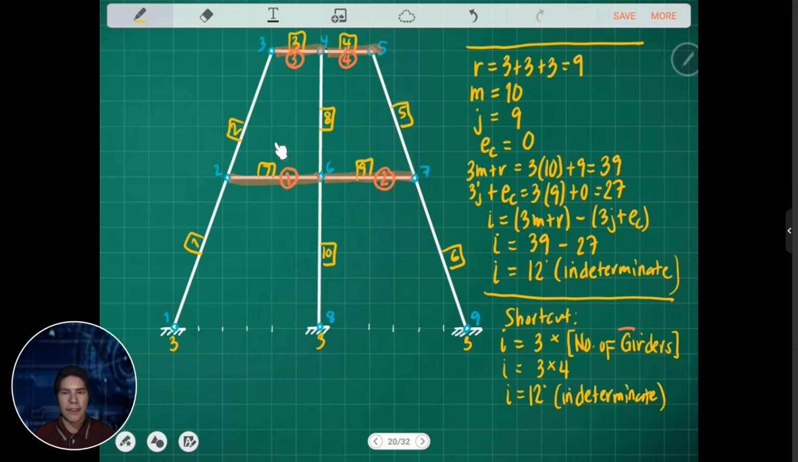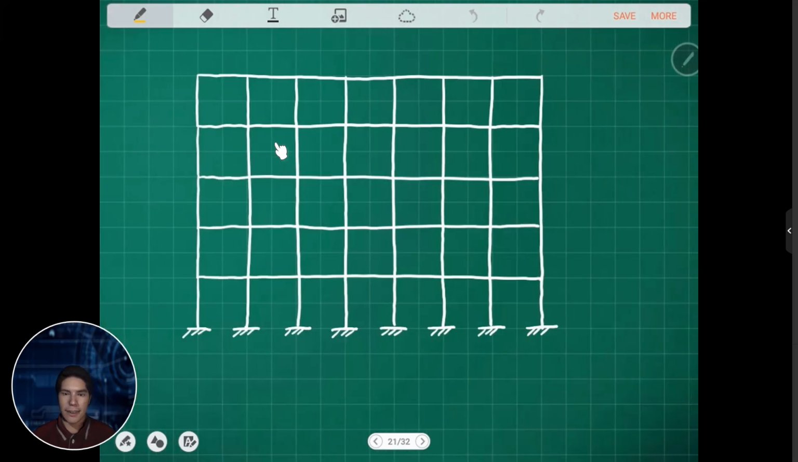Okay, so again, I'll repeat. This shortcut, 3 times the number of girders for the degree of indeterminacy, is applicable only for building frames whose supports are all fixed. For example, this one. So we are a building frame. So mapansin natin na lahat ng support are fixed.